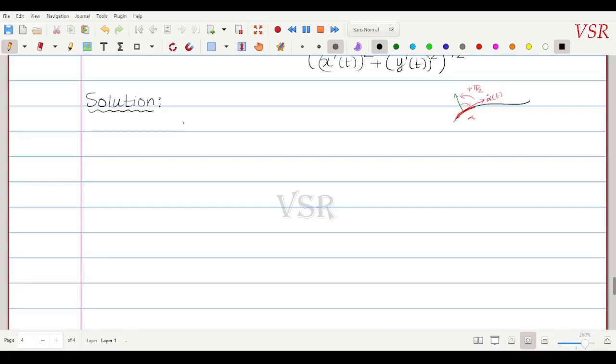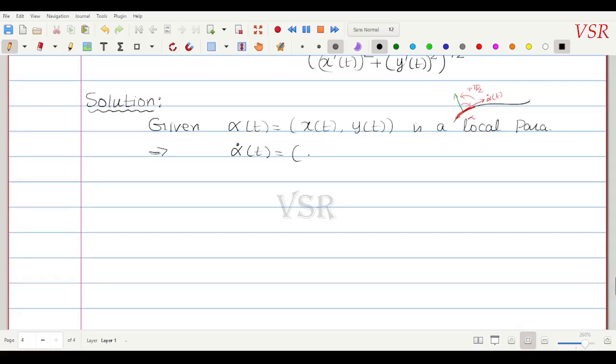Okay, so given alpha of t, which is equal to x of t and y of t, is a local parameterization. Okay, so this implies that what we will have is alpha dot of t. Look carefully.